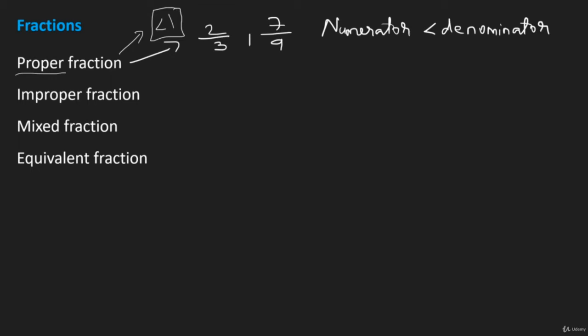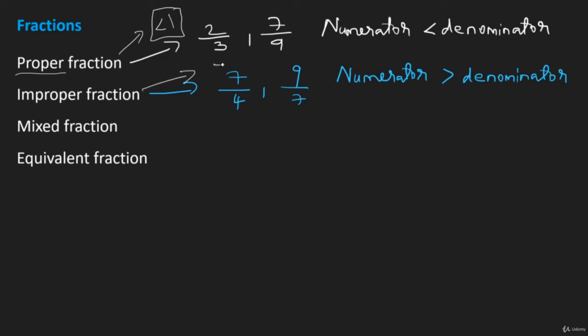Alright, let's move on. Improper fractions are fractions such as 7 by 4 or 9 by 7. Over here, you can note that the numerator is greater than the denominator. And the value of improper fractions will be greater than 1. 7 by 4 is greater than 1, right? 4 by 4 will be equal to 1 and 7 by 4 is equal to 1 plus 3 by 4 or 1.75, which is greater than 1.